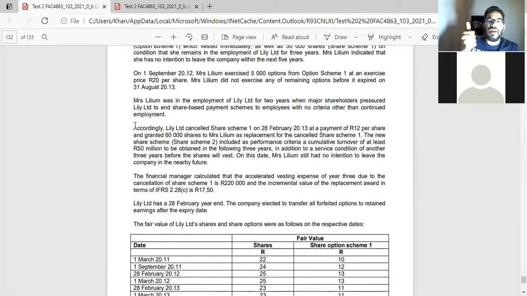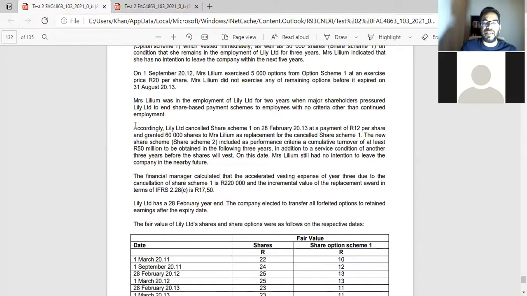So year one, ending 28 February 2012. Year two, ending 28 February 2013. Year three, ending 28 February 2014. However, we're not going to reach 28 February 2014 with respect to Share Scheme 1, because it's being cancelled. When is it cancelled? It's cancelled on 28 February 2013. IFRS 2 requires that when a share scheme is cancelled, you need to recognize, they call it accelerate, the expense. You need to recognize all the remaining expenditure.